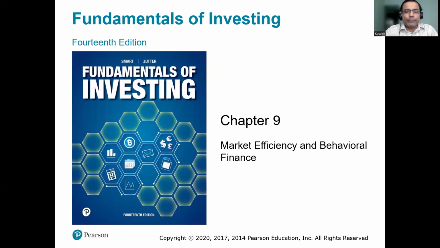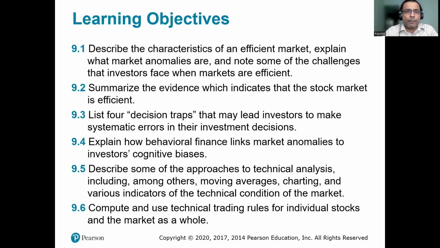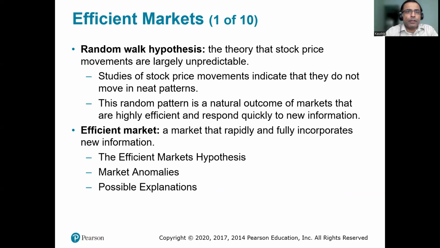Hello everyone. I will cover chapter 9 in this lecture. The chapter is about market efficiency and behavioral finance. These are the concepts that we will cover in this chapter. So we start with market efficiency. So market efficiency predicts random walk hypothesis.